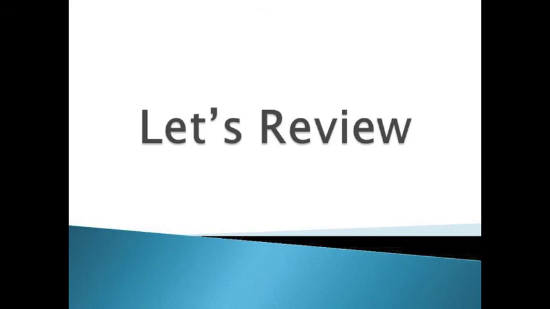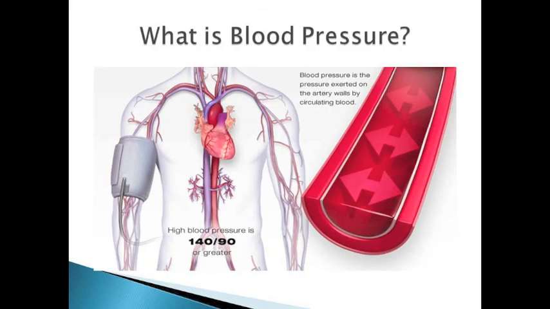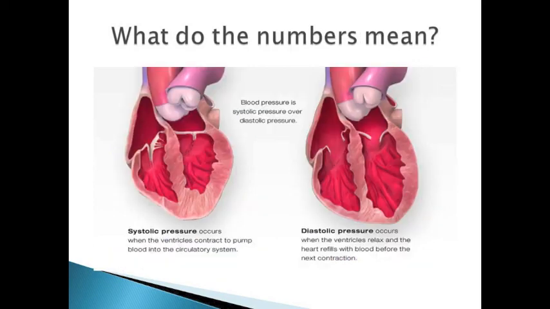Let's review, shall we? What is blood pressure? Blood pressure is the pressure exerted on the artery walls by circulating blood. High blood pressure is 140/90 or greater. What do the numbers mean? Systolic pressure occurs when the ventricles contract to pump blood into the circulatory system. Diastolic pressure occurs when the ventricles relax and the heart refills with blood before the next contraction.